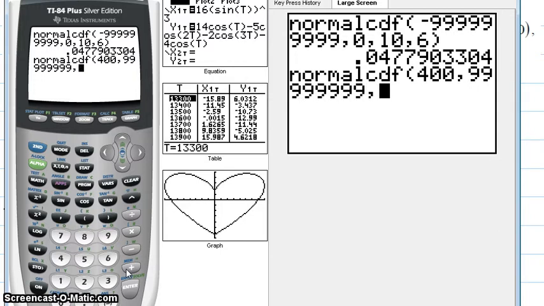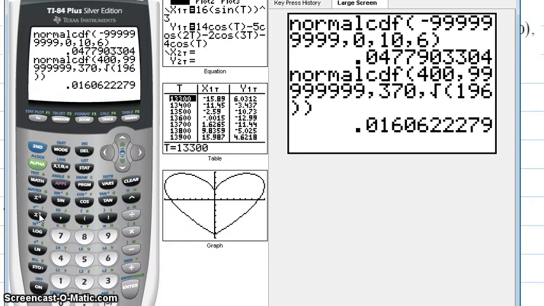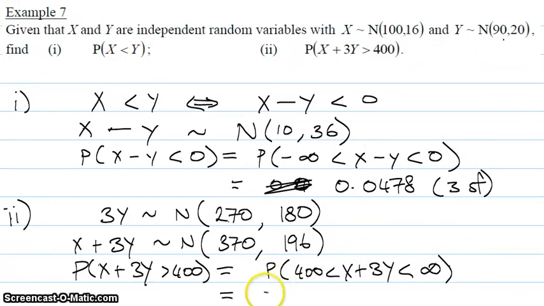Our mean was 370, right? And our standard deviation is what? Well, it's the square root of 196. And so we get the answer 0.01606, or rather, to three significant figures, this is 0.0161. And that is example 7. Any questions, please just post in the comment section below.